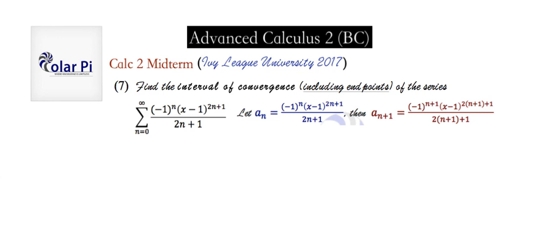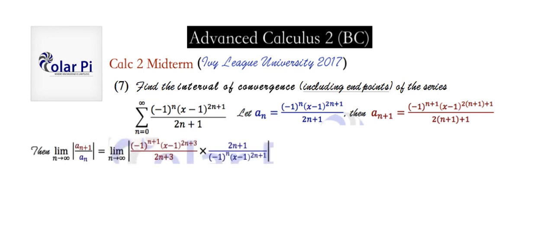Otherwise, the ratio test says to take the limit as n goes to infinity of the absolute value of the quotient a_(n+1) over a_n. If that is less than 1, then we converge. If it's greater than 1, we diverge. And if it's equal to 1, the test is inconclusive, right?